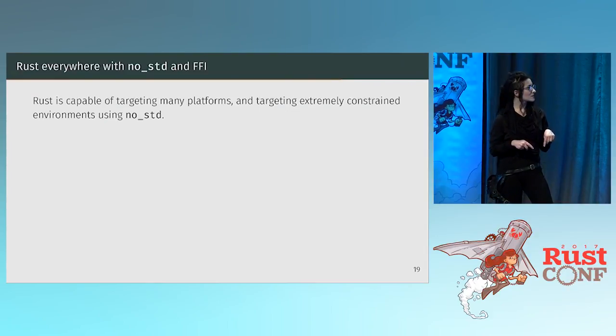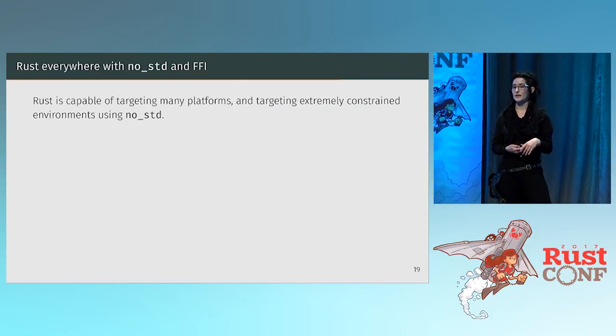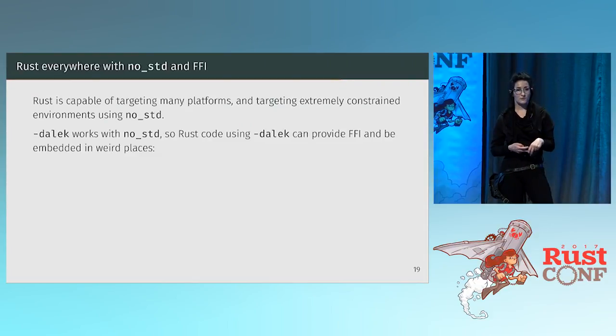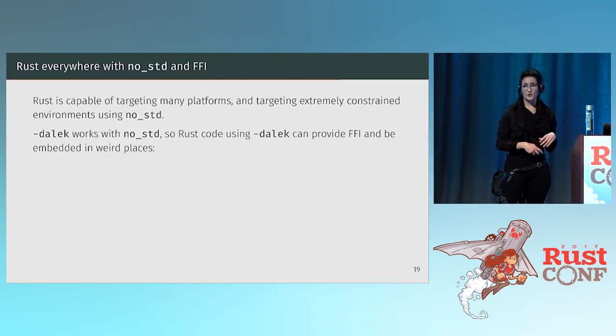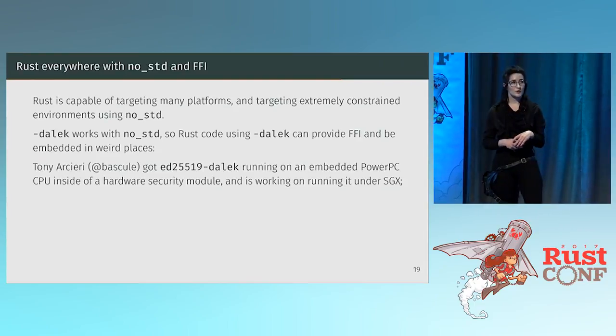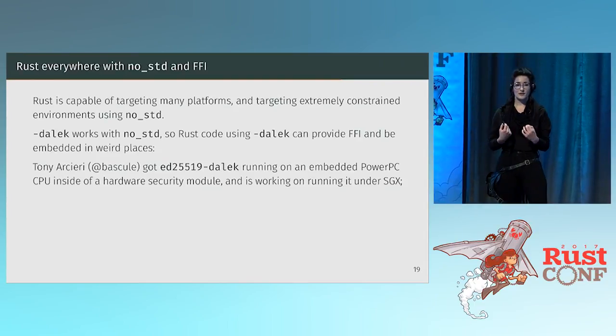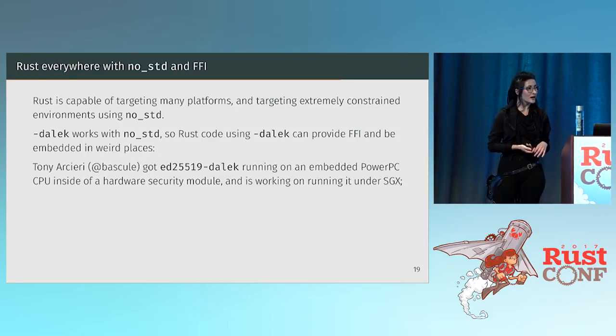Are you talking about FFI? Okay. So Rust is capable of targeting a lot of platforms and targeting extremely constrained environments using no standard. So for example, Dalek uses no standard. So if you write your protocol and tell Dalek to use no standard, you can present a foreign function interface that can be used in a lot of weird places. So Tony Arcieri, who's somewhere around here, got ed25519 dalek, which is my signature implementation on top of curve25519 dalek, running on an embedded PowerPC chip inside of a hardware security module, and is working on getting it running in an SGX enclave.